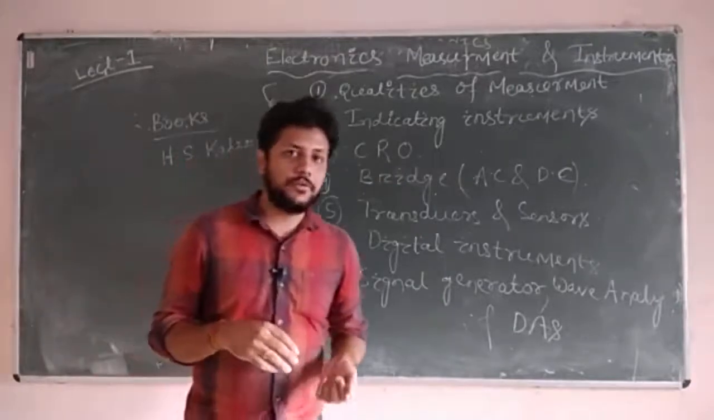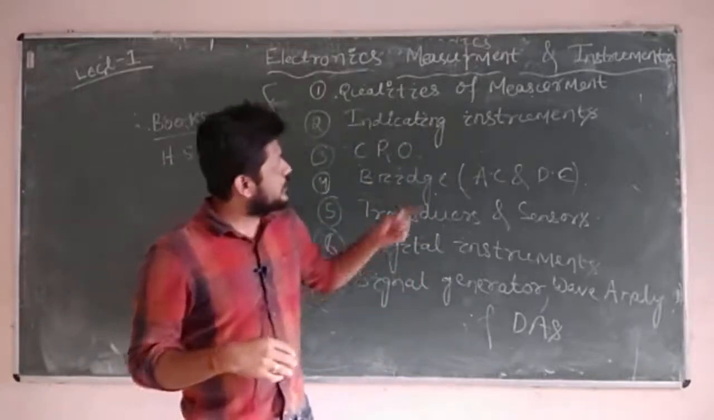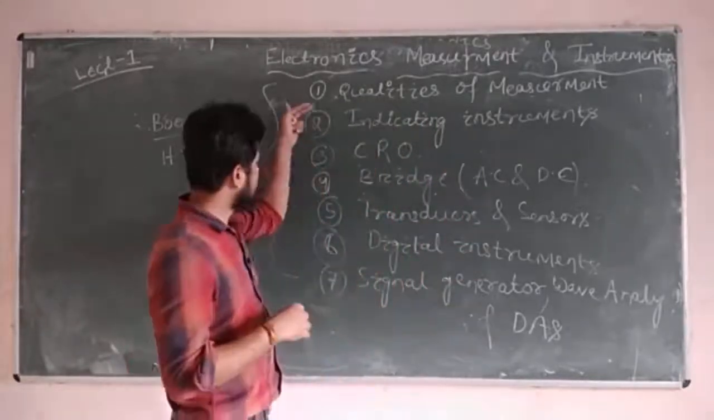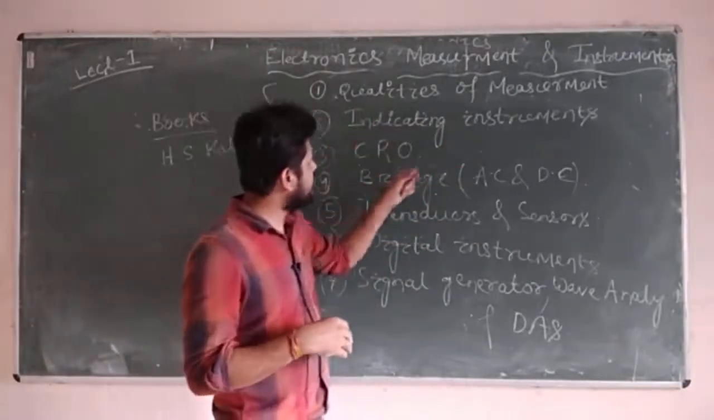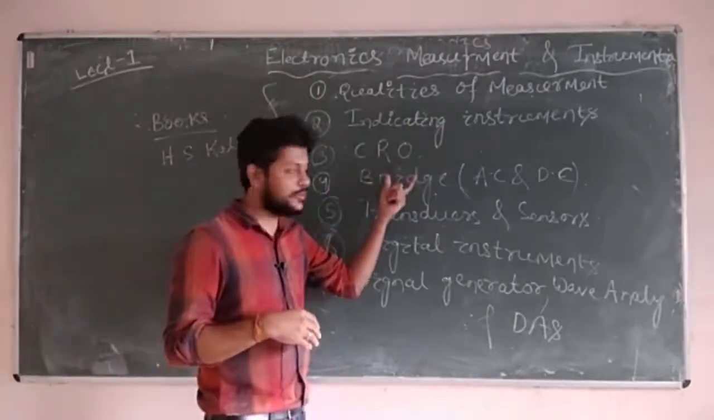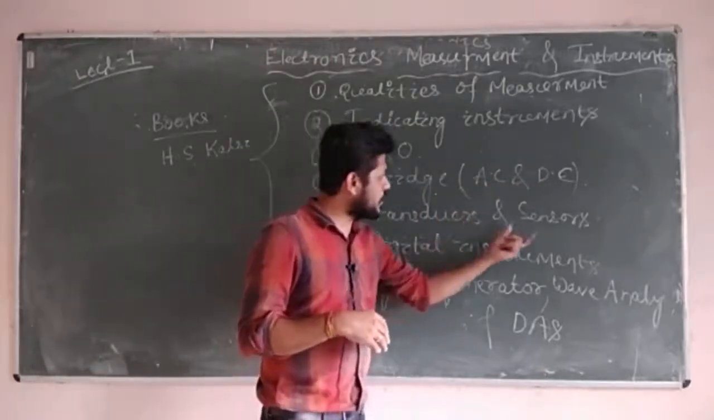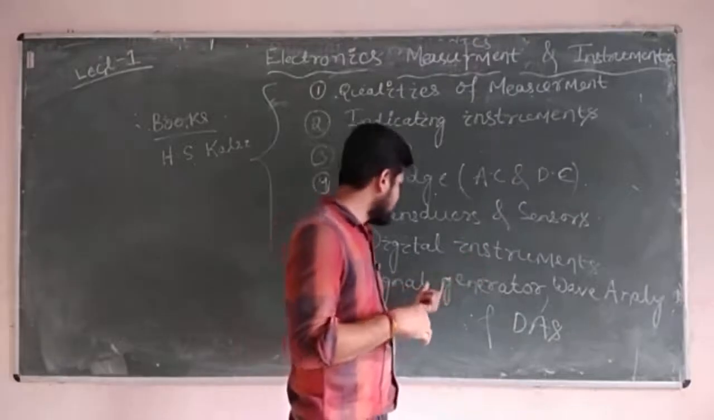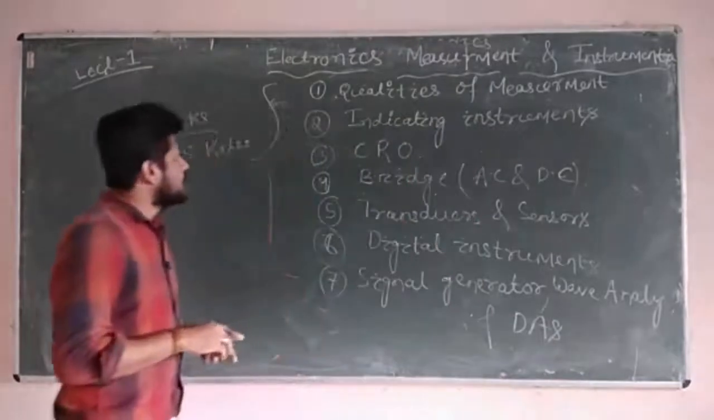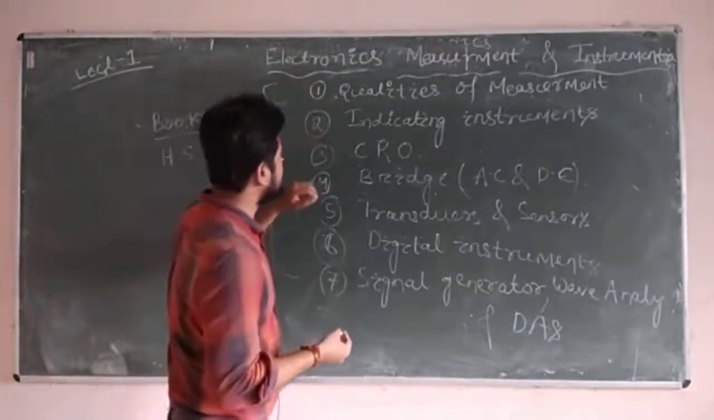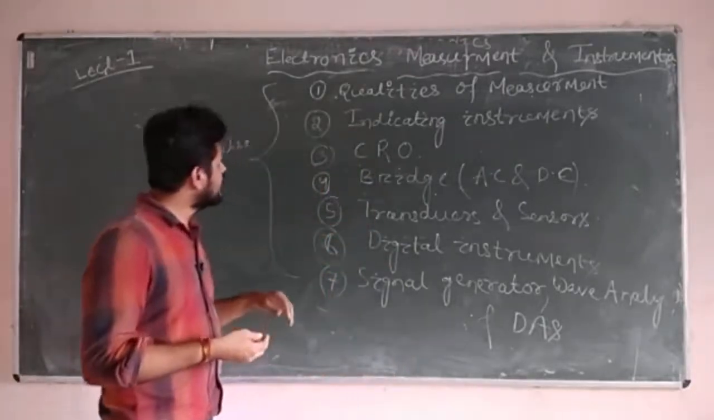Today we will start a new subject, that is your electronics measurement and instrumentation. In this subject we are going to cover these 7 modules, that is your qualities of measurement, your indicating instruments, then your CRO, that is cathode ray oscilloscope, then bridge, that is your AC and DC bridges, then transducer and sensor, then you have digital instruments, then signal generator, wave analyzer and data acquisition system. The reference book for this subject is your HS Calci. In this book you will find all the units covered extensively.